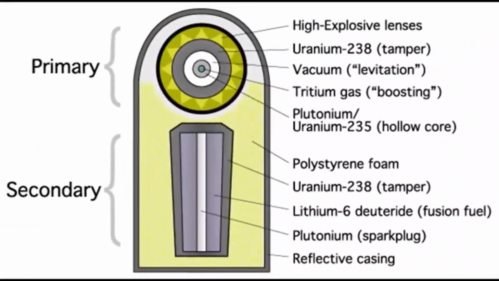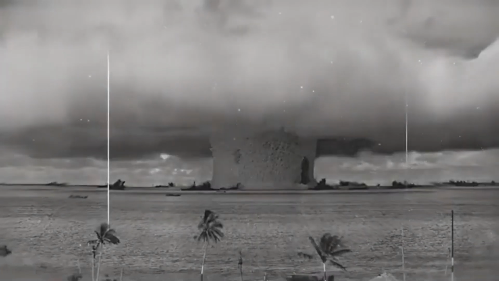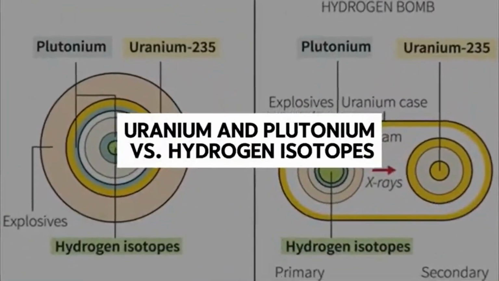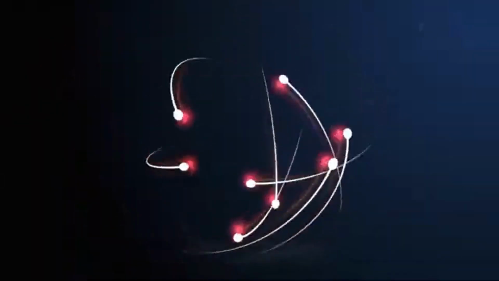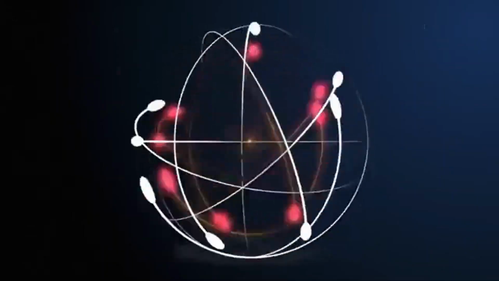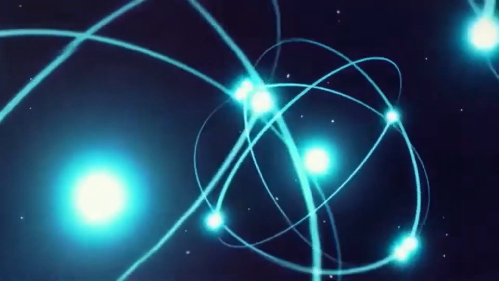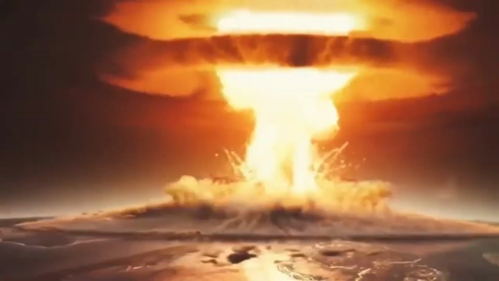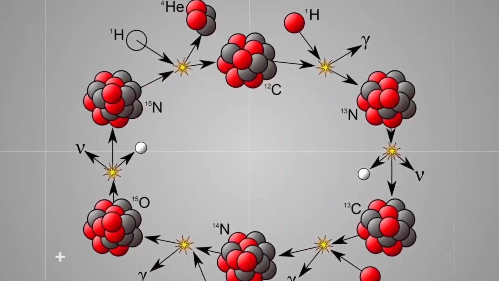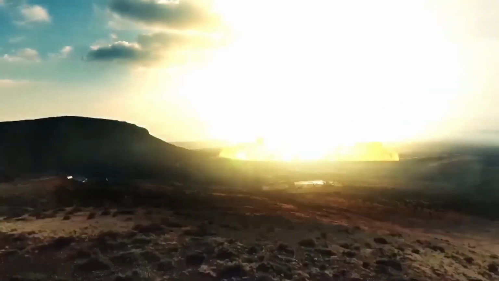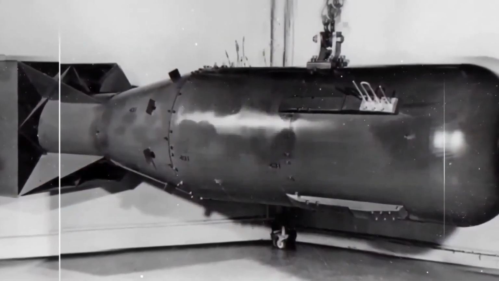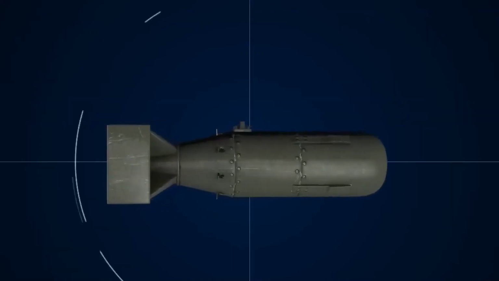The fission explosion triggers the fusion reactions, leading to a chain reaction of unprecedented power. Fuel: uranium and plutonium versus hydrogen isotopes. The fuel used in atomic bombs consists of fissile materials such as uranium-235 or plutonium-239. These isotopes undergo nuclear fission when bombarded with neutrons, releasing large amounts of energy in the form of heat, light, and radiation. The critical mass required for a sustained chain reaction is achieved by compressing the fissile material through implosion or gun-type mechanisms, initiating the explosive yield of the bomb.